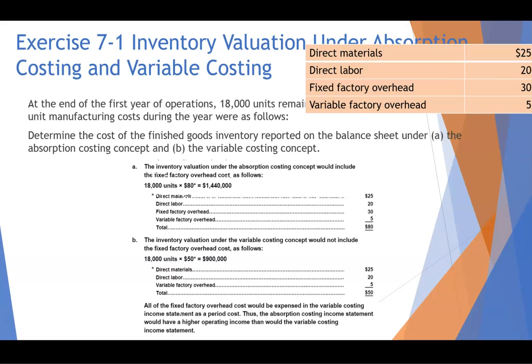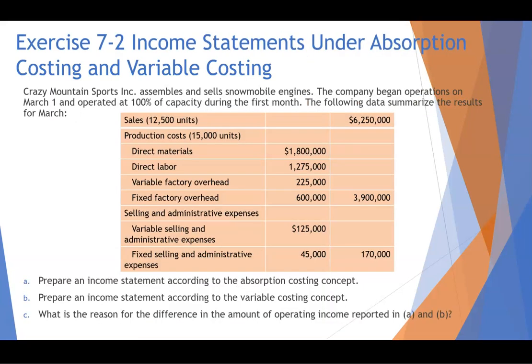At 18,000 units would be $1,440,000. But under variable costing, we are not going to take that fixed factory overhead and put it as a part of the inventory. That gets expensed. So then our costs are only $50 a unit, which totals for those 18,000 units at 50 only $900,000. All of the fixed factory overhead costs get expensed in the variable costing income statement as a period expense.